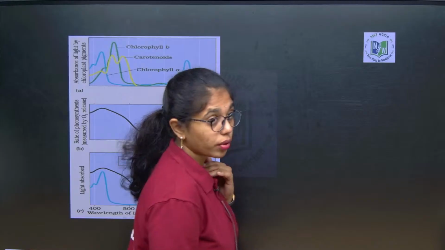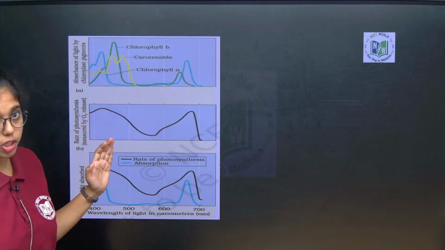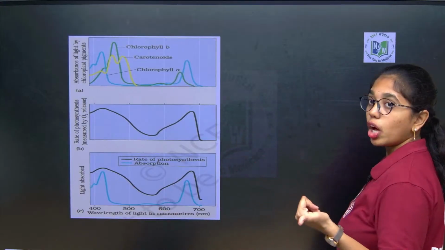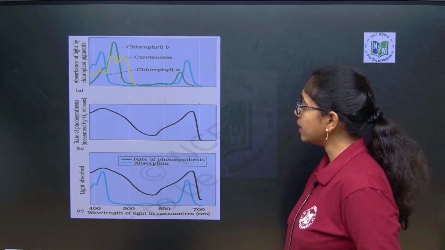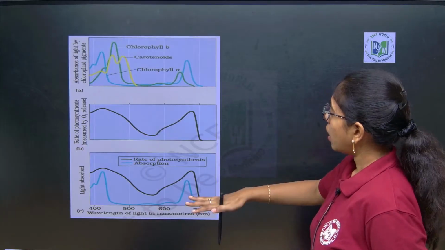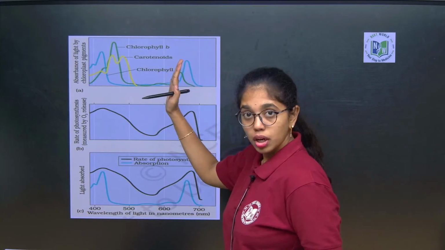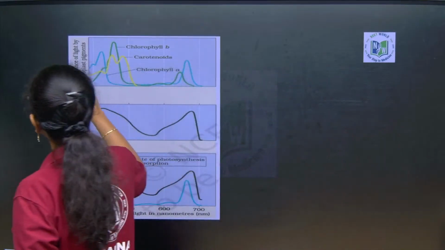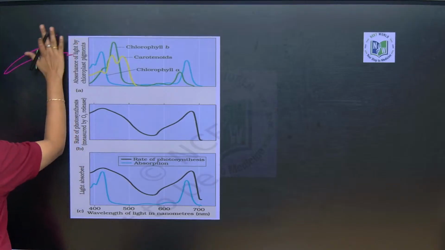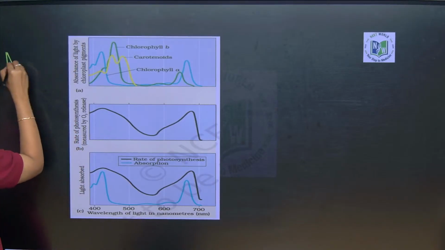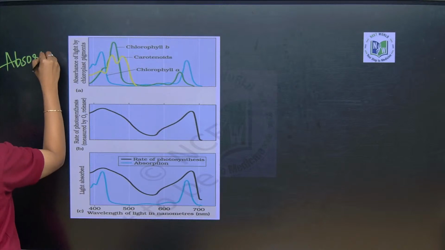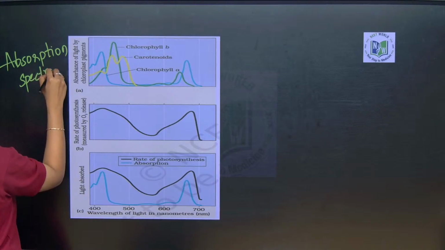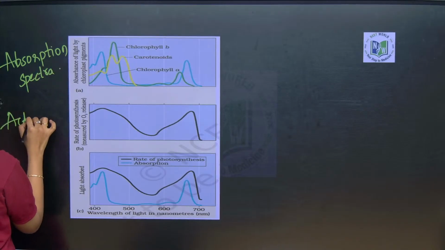And next, if you look into the action spectra and absorption spectra, which were given by T.W. Engelmann through the experiment conducted on Cladophora, that is algal photosynthesis. Here, if you see, absorption spectra and action spectra, both are given. So, what is absorption spectra and what is action spectra?